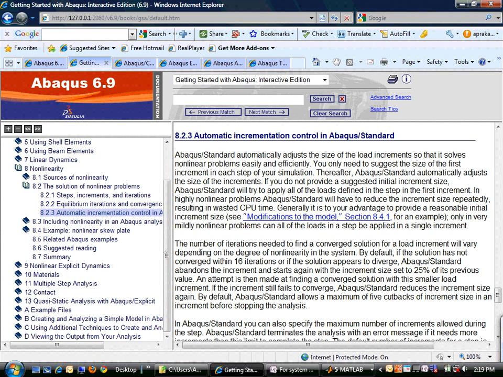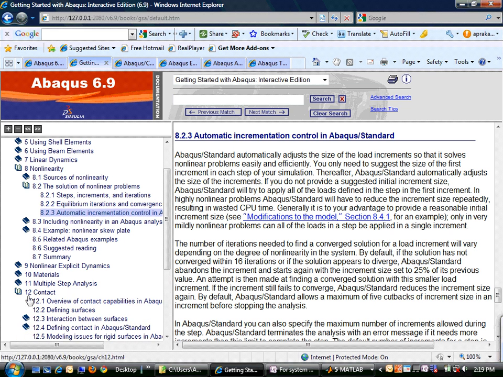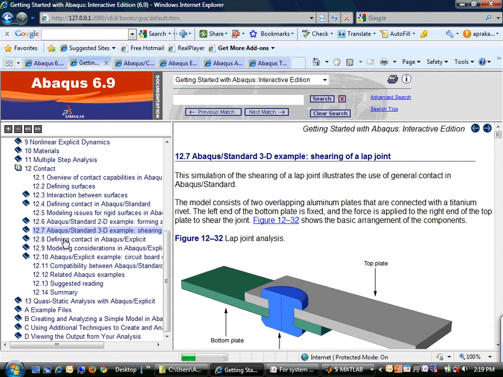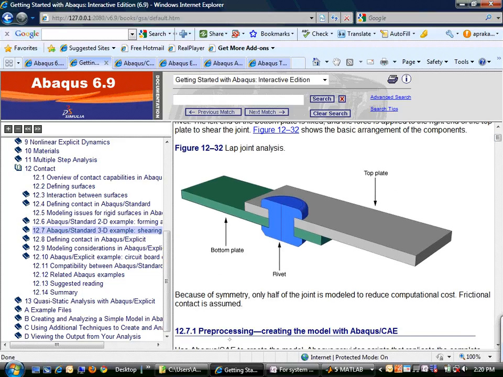And another thing, for those of you who might be doing that lap joint problem, there is already an example file in this manual. So how many of you are doing the lap joint problem? Have you taken a look at this? Okay. So there's already an example like this, which would also be useful for those of you who are not doing this problem, but a somewhat related problem.